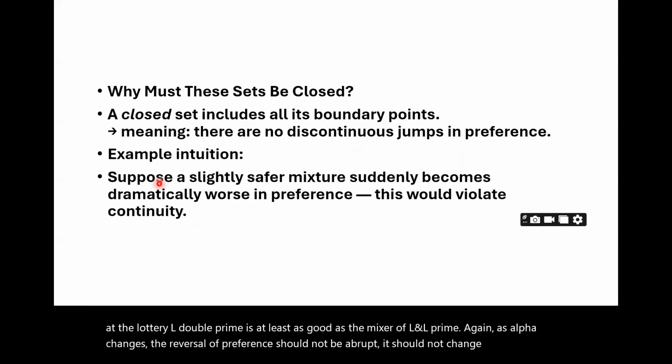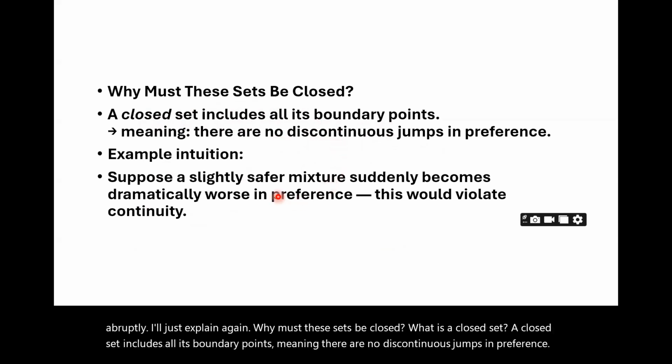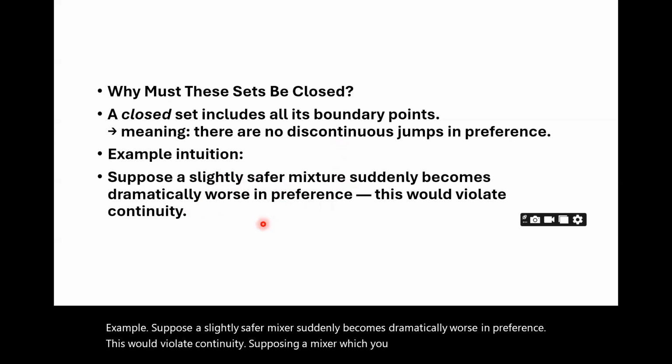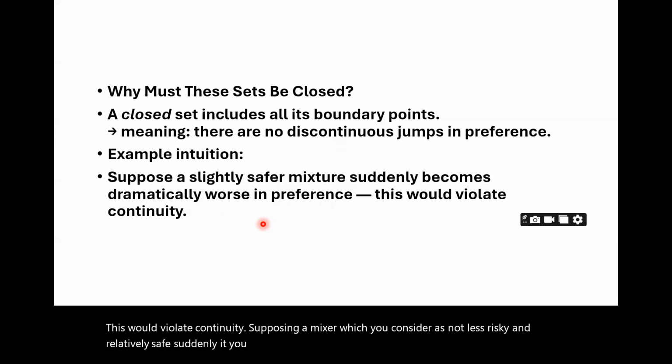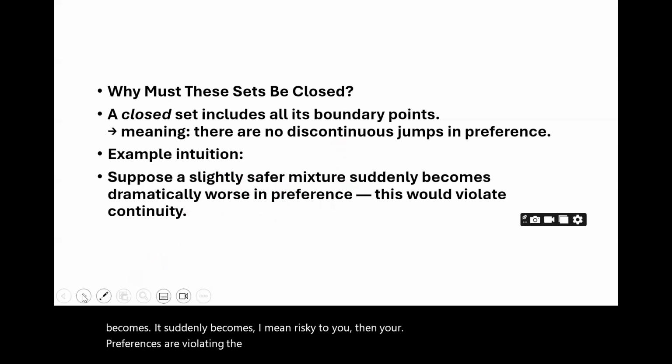I'll explain again. Why must these sets be closed? What is a closed set? A closed set includes all its boundary points, meaning there are no discontinuous jumps in preference. For example, suppose a slightly safer mixture suddenly becomes dramatically worse in preference. This would violate continuity. Suppose you consider a mixture relatively safe, and you suddenly dislike it because it suddenly becomes risky to you. Then your preferences violate the assumption of continuity.